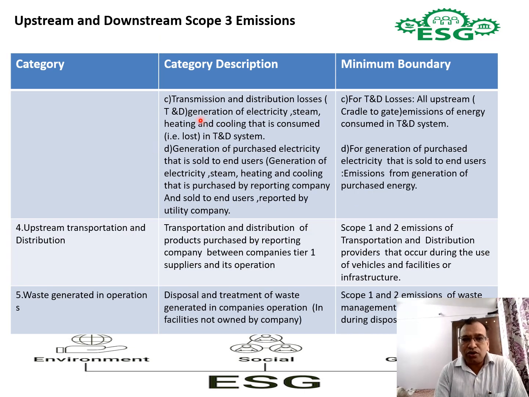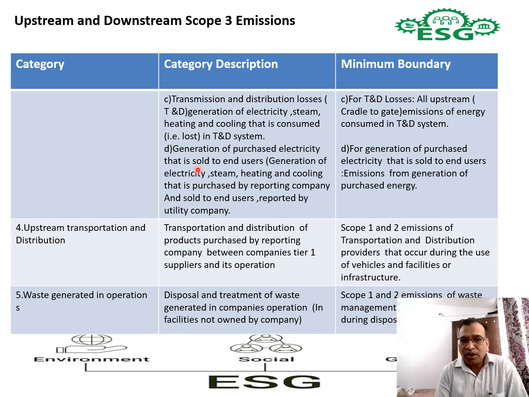Then in continuation, this third one is very important. That is transmission and distribution loss, called T&D. The generation of electricity, steam, heating and cooling that is consumed, and that is lost in the T&D system, has to be captured here in scope 3 emissions. So the minimum boundary is all T&D losses; all upstream cradle to gate emissions of energy consumed in T&D has to be captured.